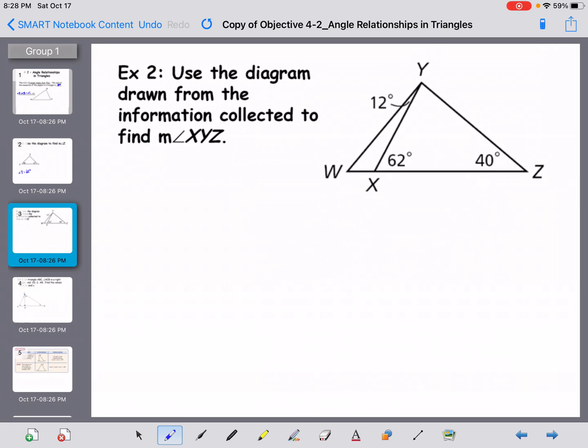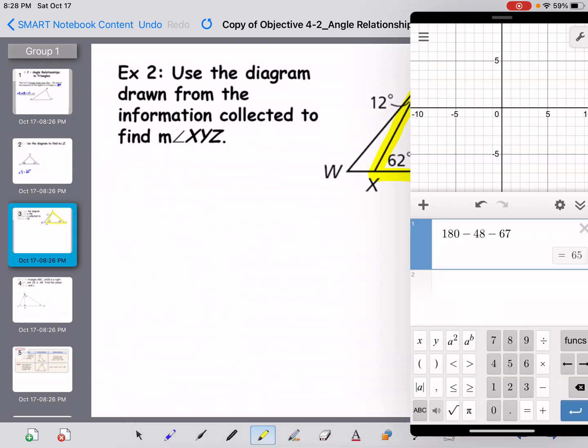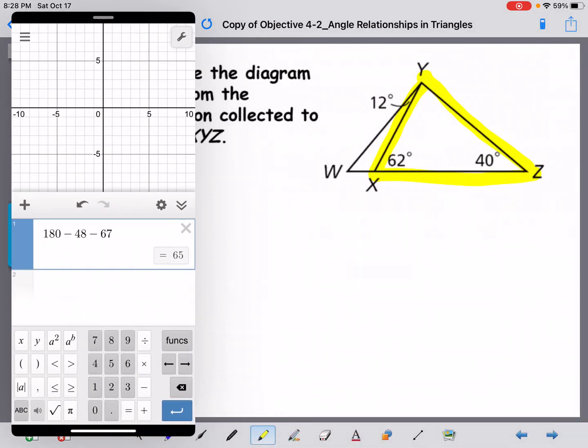Now we're going to try to find XYZ. Same kind of problem. 180 subtract 62 subtract 40. So XYZ, might want my pen here to make the answer. Angle XYZ would be 78 degrees.